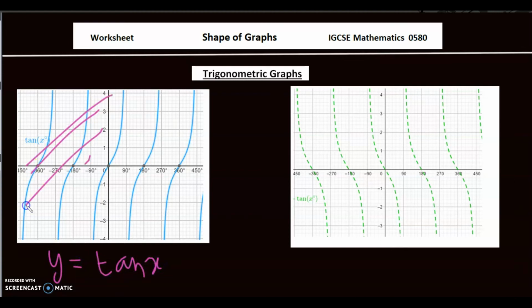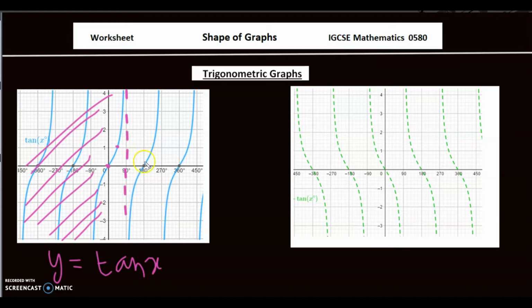Ignore this side again. Negative x-axis would not be asked in IGCSE. Okay, so for tan x, when x is 0, you would get 0. When x is 45, you would get 1. This is very important. And then when x is 90, you'll get a math error. That means there's no value of tan x when x is 90.